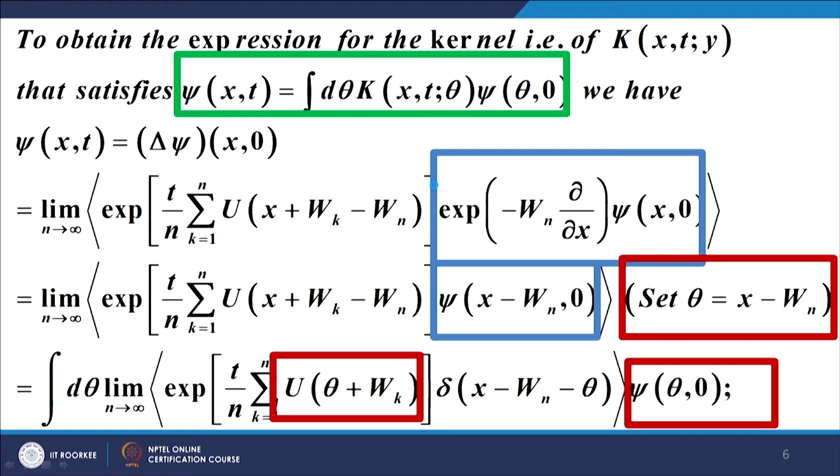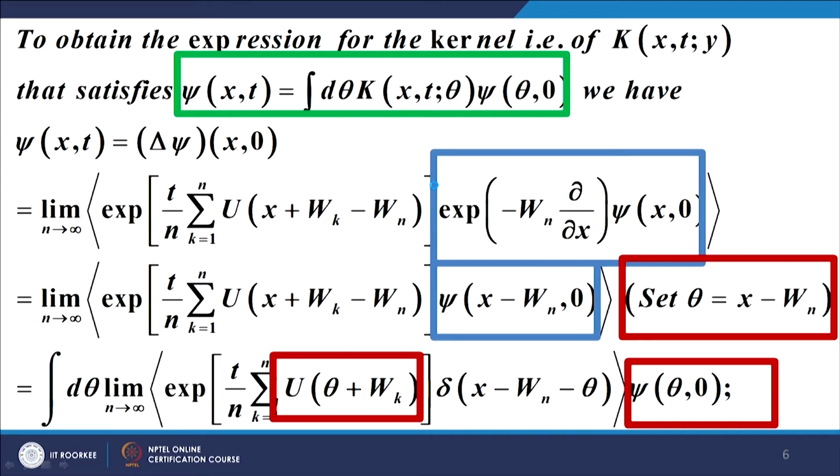It transforms the state psi(θ, 0) to the state psi(x, t). Recall that the propagator transformed the state psi(x, 0) to the state psi(x, t). Here we have the kernel doing a slightly different job. It is transforming the state psi(θ, 0) to the state psi(x, t).